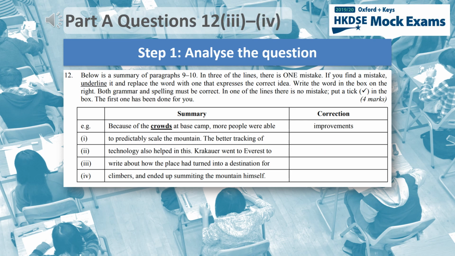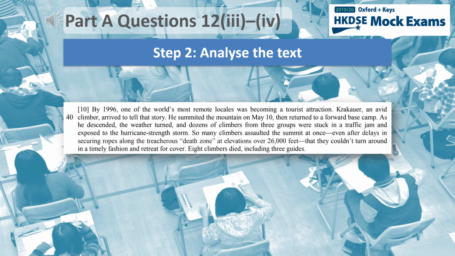Moving on to line 3, start by reading the sentence that starts in line 2. In lines 39 to 40, you can find the sentence, Krakow, an avid climber, arrived to tell that story. So what was that story? Read the first sentence of paragraph 10. It says that by 1996, one of the world's most remote locales was becoming a tourist attraction.